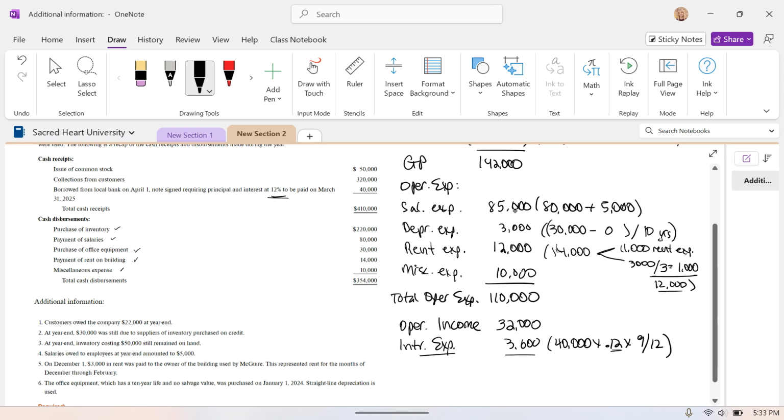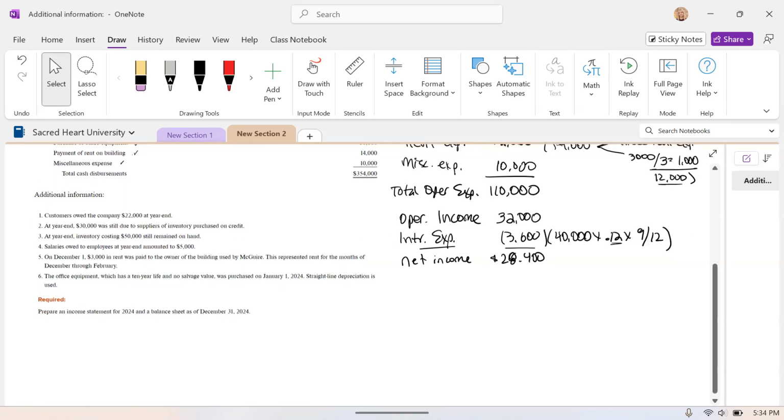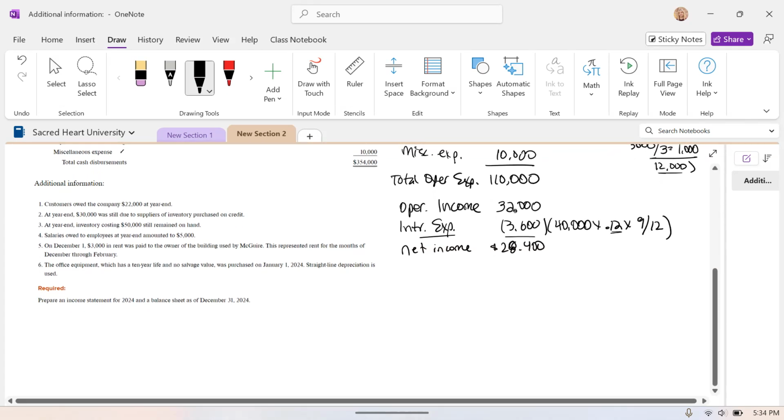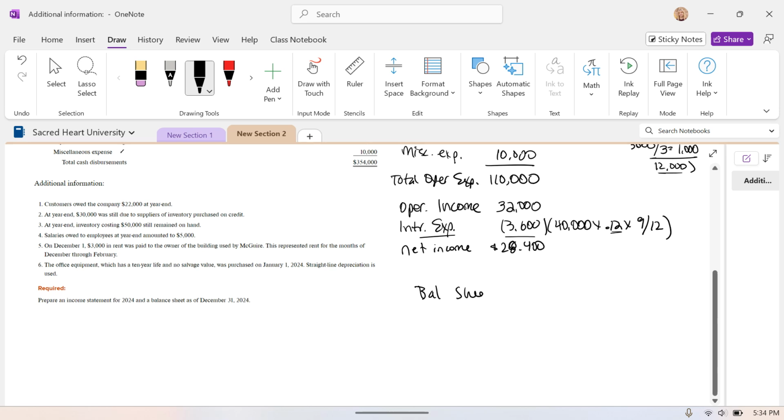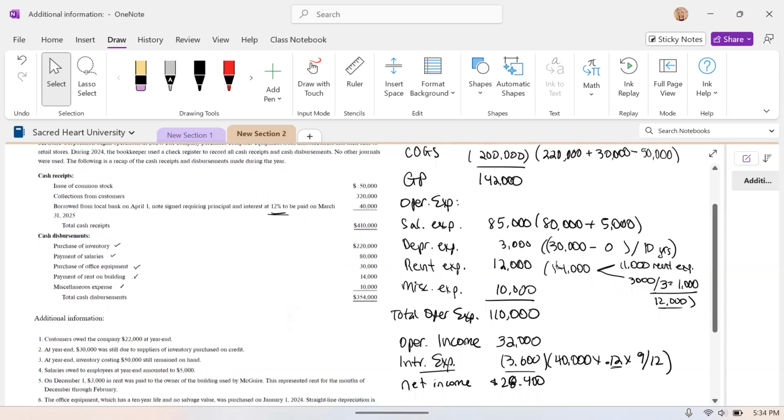There's no information about taxes, so we just get down to our net income. 32,000 minus the 3,600 is net income 28,400. And we're also asked to prepare the balance sheet. We know we start with cash. And let's see what our cash balance is.